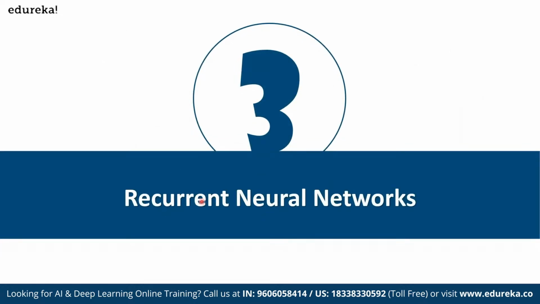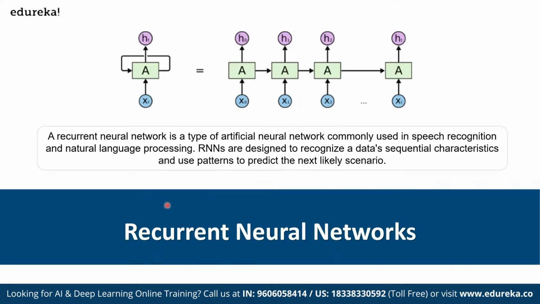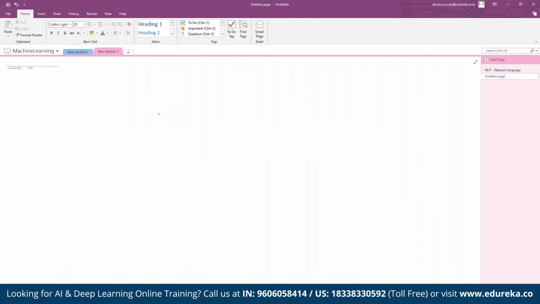Now, one of the sections of NLP using deep learning is the recurrent neural network. So let us try to understand what a recurrent neural network is. But before we understand this, let us understand what sequential learning is. Now, what do you understand by sequential learning?